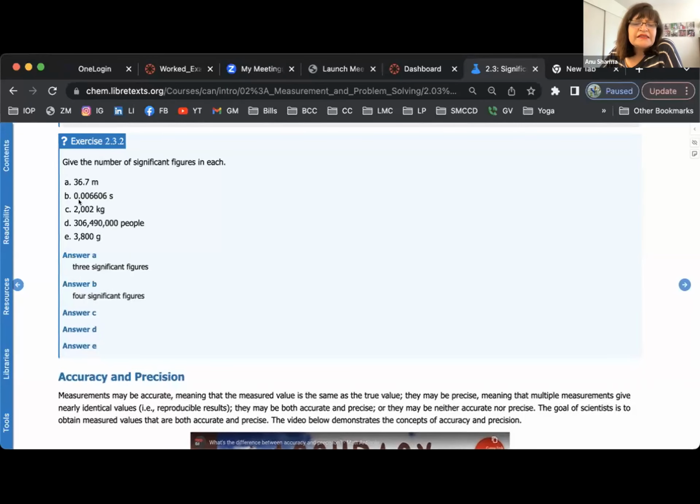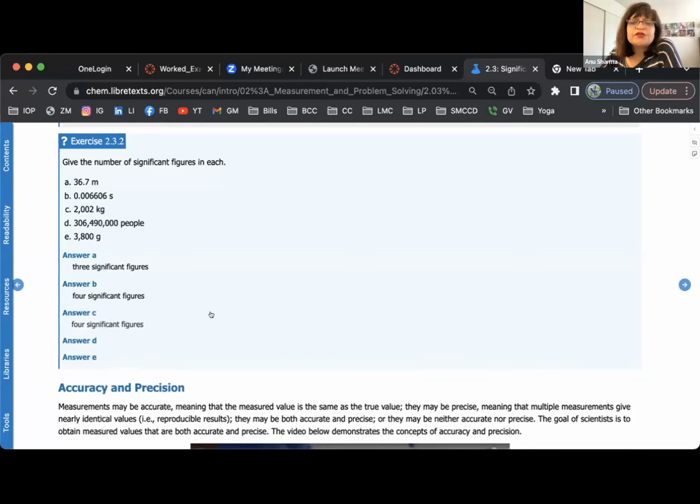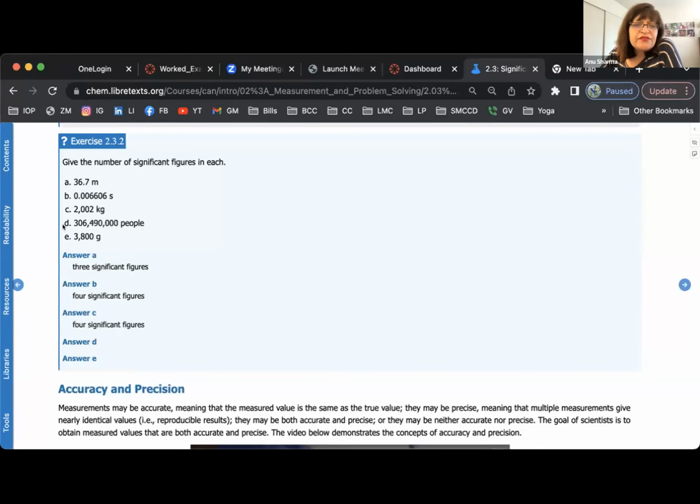Next is 2002. All these zeros are captive zeros, and they are counted. So this becomes 4 significant figures. Here we have an exact number, so here it is variable. Exact numbers are counting numbers, so 1, 2, 3, 4, 5, 6, 7, 8, 9. 9 significant figures is the max.